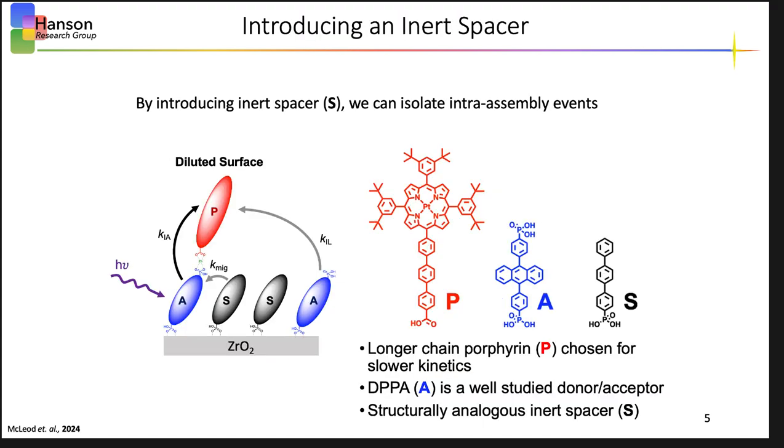To isolate intra-assembly energy transfer, we synthesized an inert spacer to dilute the surface. It's structurally analogous, but photophysically inert within this system, so it serves only to occupy surface area on our metal oxide thin films. Additionally, we're using a terphenyl porphyrin chosen to maximize the distance between our chromophores in order to slow kinetics as much as possible, and an anthracene derivative. These are well studied in our research as a donor-acceptor pair for energy and electron transfer.